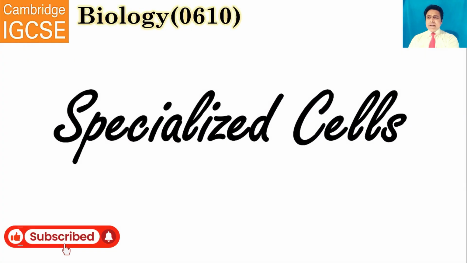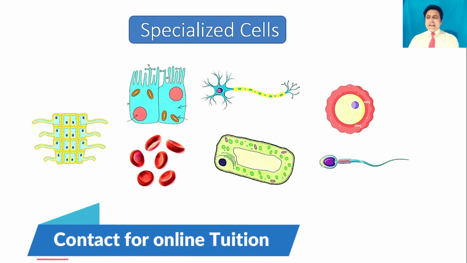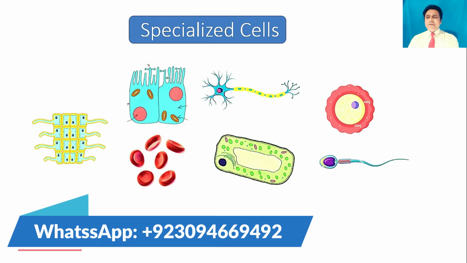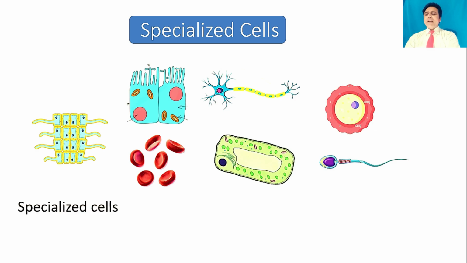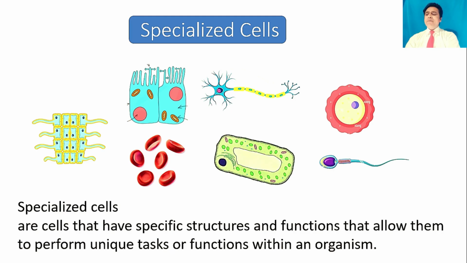Now we are going to study specialized cells. These are specialized cells: root hair cell, ciliated cell, red blood cell, neuron, palisade mesophyll cell, egg cell, sperm cell. Specialized cells are the cells that have specific structures and functions that allow them to perform unique tasks or functions within an organism.